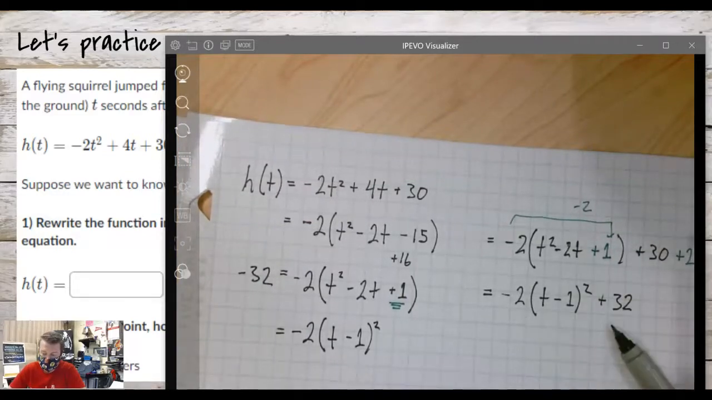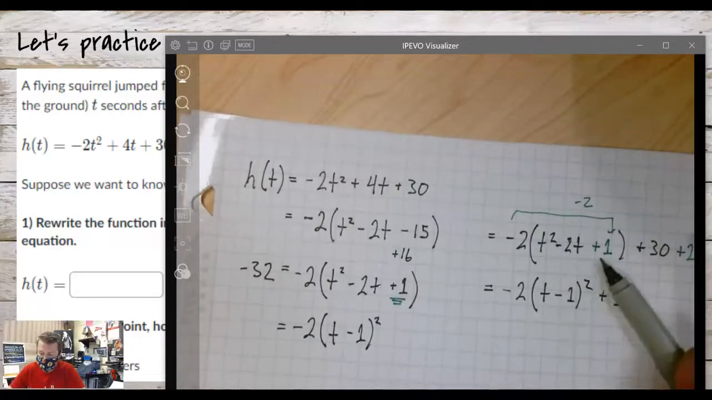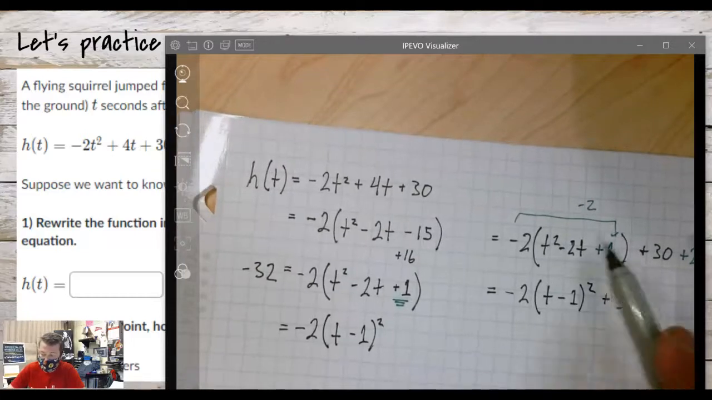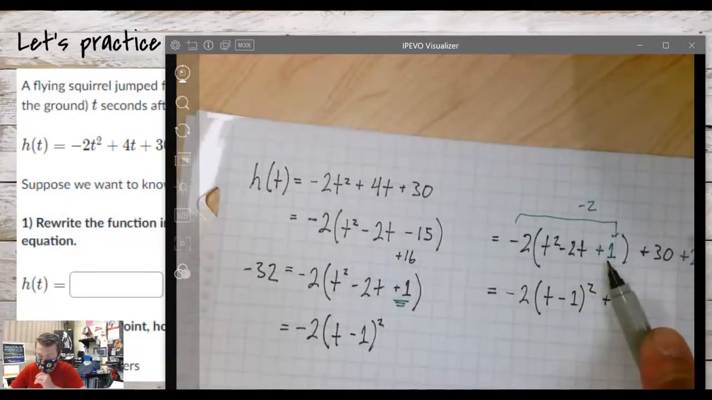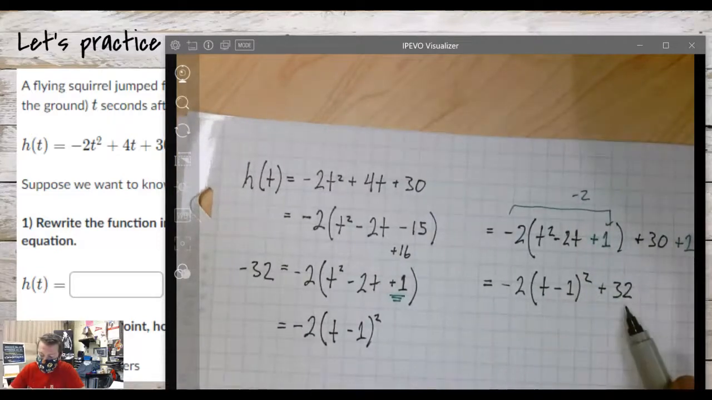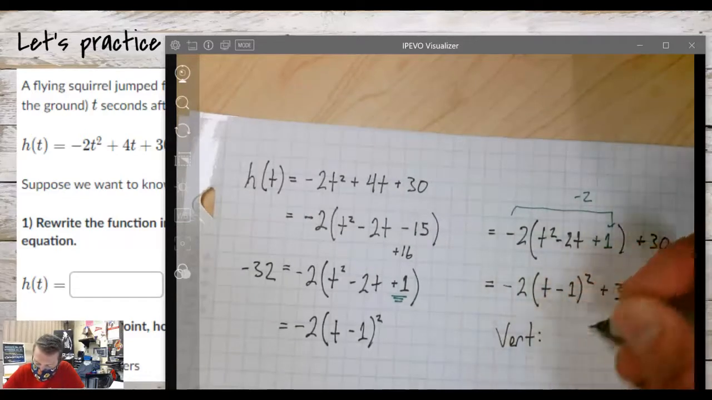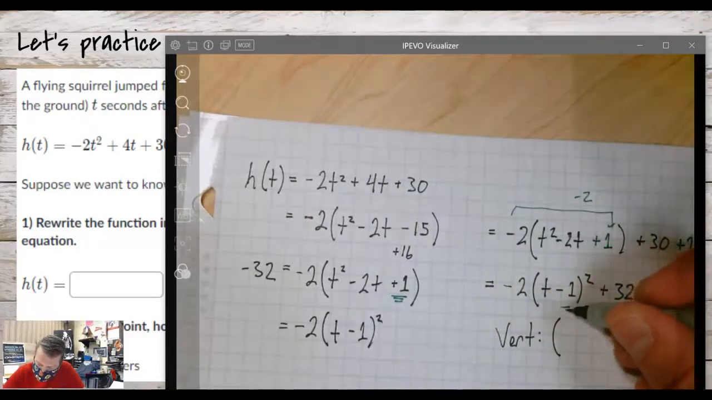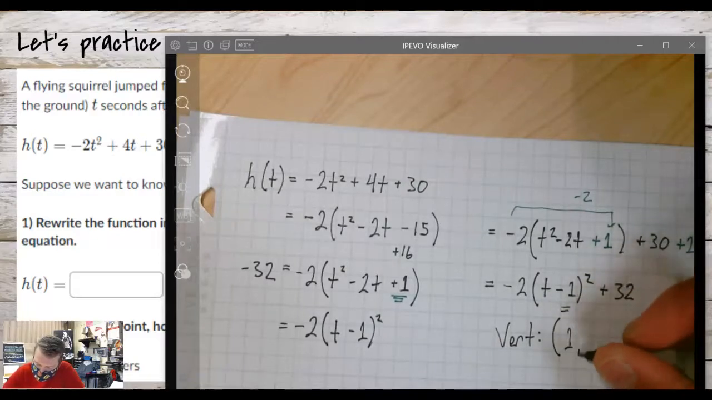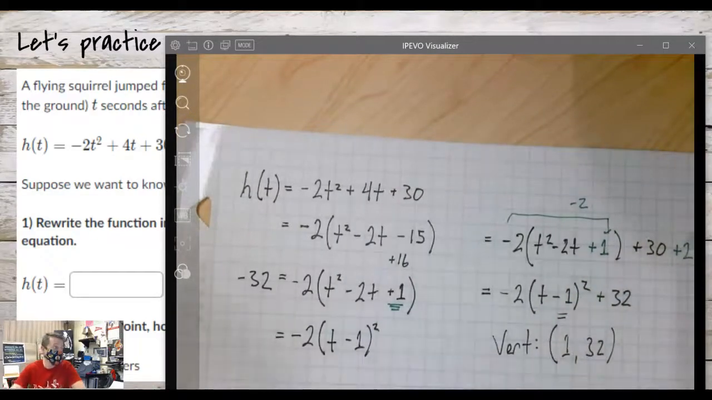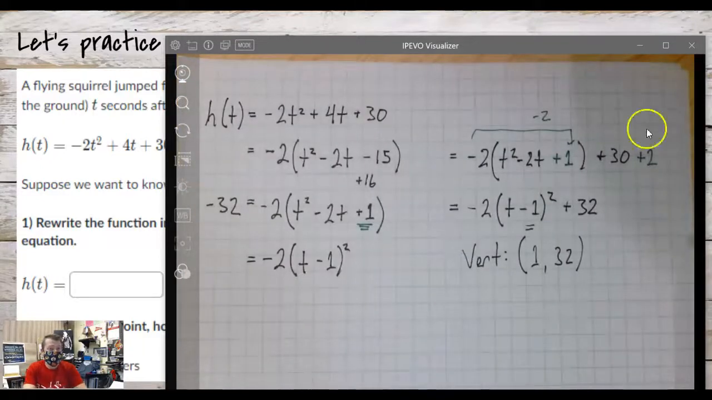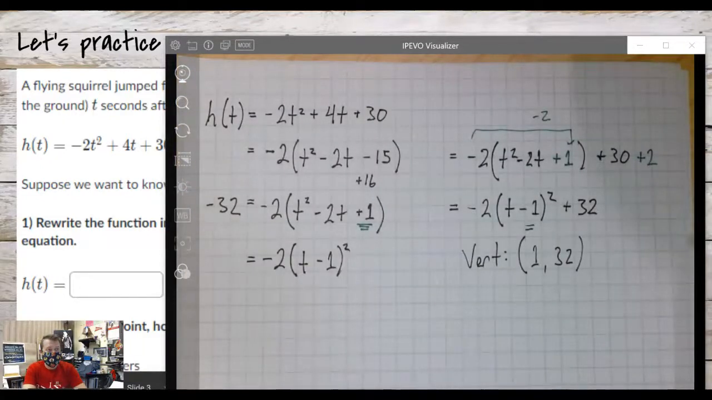So let's just finish this real quick. So if this is my perfect square form, which we had to add 1 up here, which was really negative 2 because of the multiplication. So we added a negative 2, added a positive 2. That's how we got the 32. This then tells us our vertex is, well, opposite of that. So 1, 32. We believe.